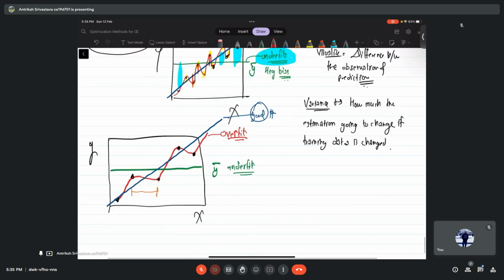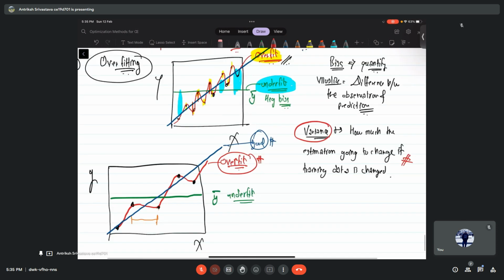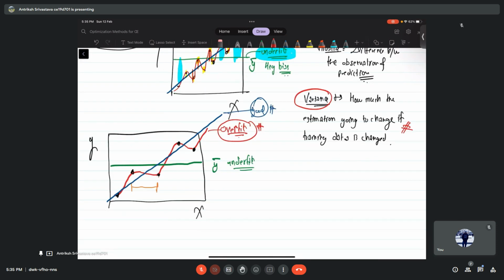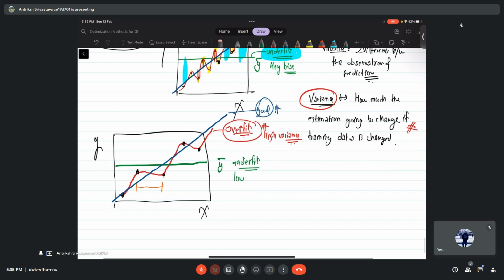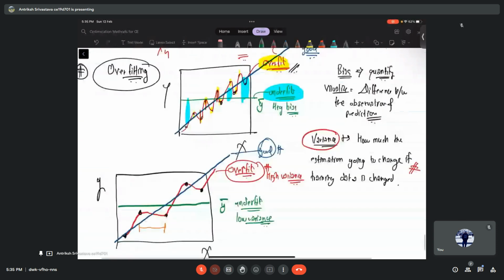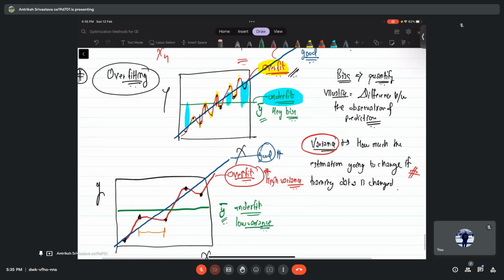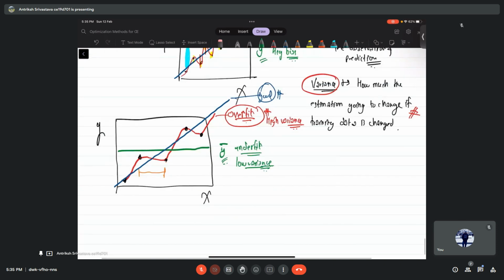So what do we see here? When we said variance is how much the estimate is going to change, it changed a lot for this overfit model. It was like a very nice wave. Now it is a high wavelength wave. So it is having high variance. And what about this underfit model? It is having low variance, because we don't see much change between this y bar and this y bar, right? And the good model is a model which has the bias and variance both in a balanced kind of way.